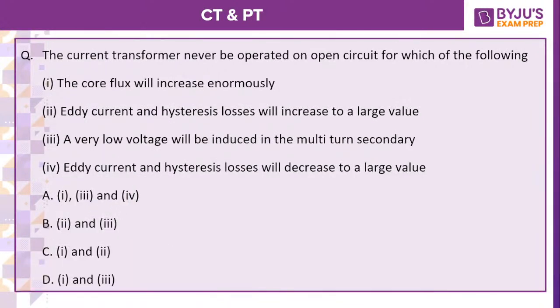The current transformer should never be operated on open circuit, for which of the following reasons? The core flux will increase enormously. The eddy current and hysteresis loss will increase to a large value. A very low voltage will be induced in the multi-turn secondary. Eddy current and hysteresis loss will decrease to a large value. So which is the correct answer? What could be the correct answer?